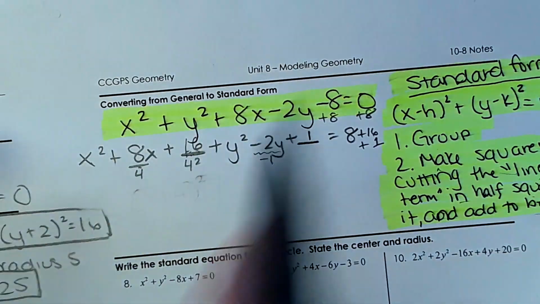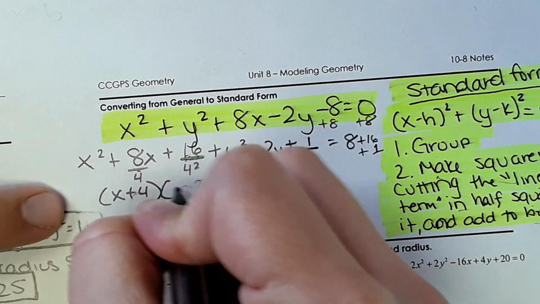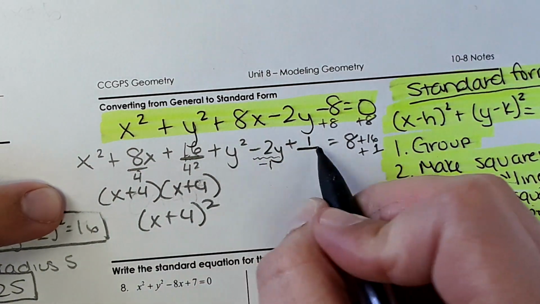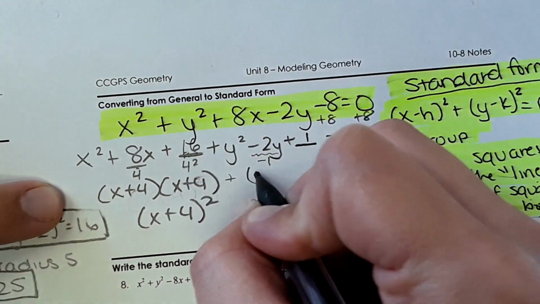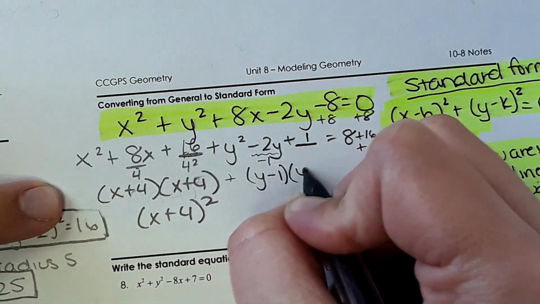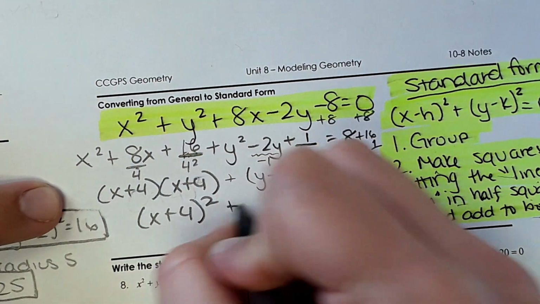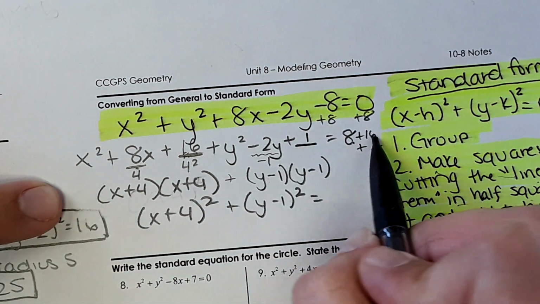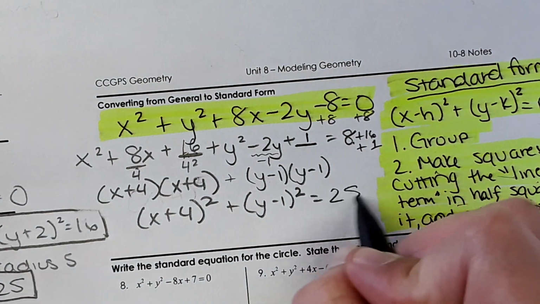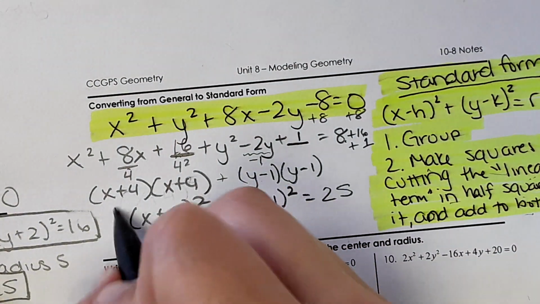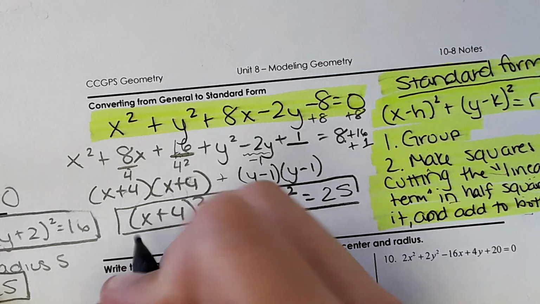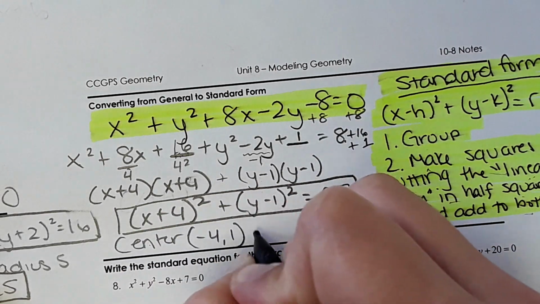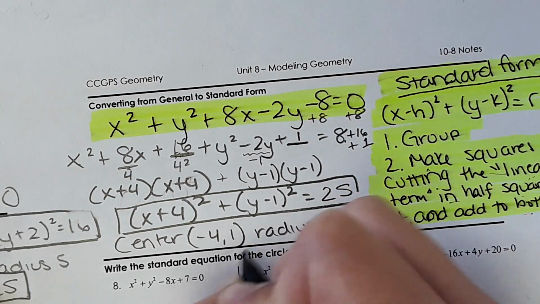Okay, so to factor this, it would be x plus 4 times x plus 4, which is x plus 4 squared. And then for this, it would be y minus 1, which is y minus 1 squared. And then you put that equal to 8 plus 16, 25. And then you did good. So the center would then be -4, 1, and a radius of 5.